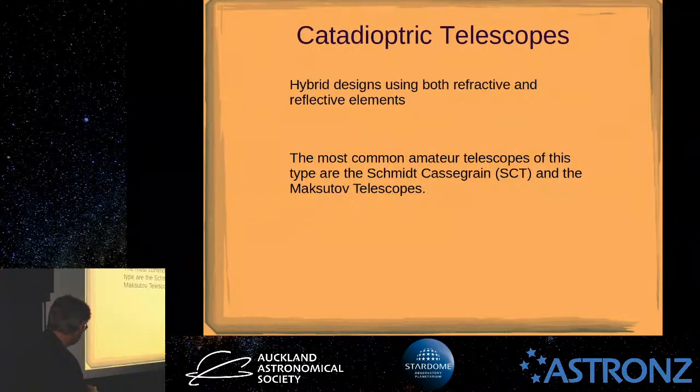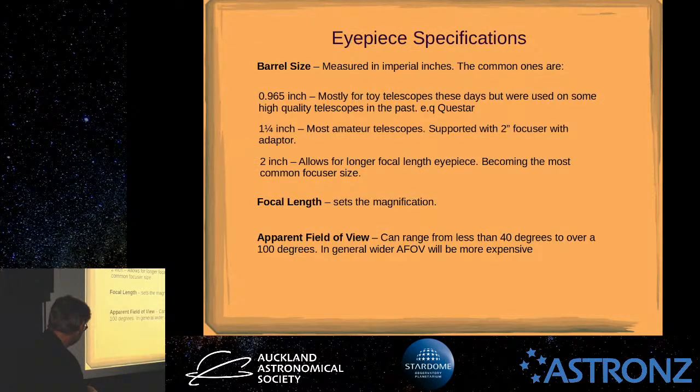We talked about APOs and all that. Generally you'll have either 1 1/4 inch eyepieces or 2 inch eyepieces. Typically it's quite common for a telescope to come with a 2 inch focuser, but you can still use the 1 1/4 inch eyepieces with an adapter, which is just a sleeve that fits inside the 2 inch focuser, and then you can put the 1 1/4 inch inside that.